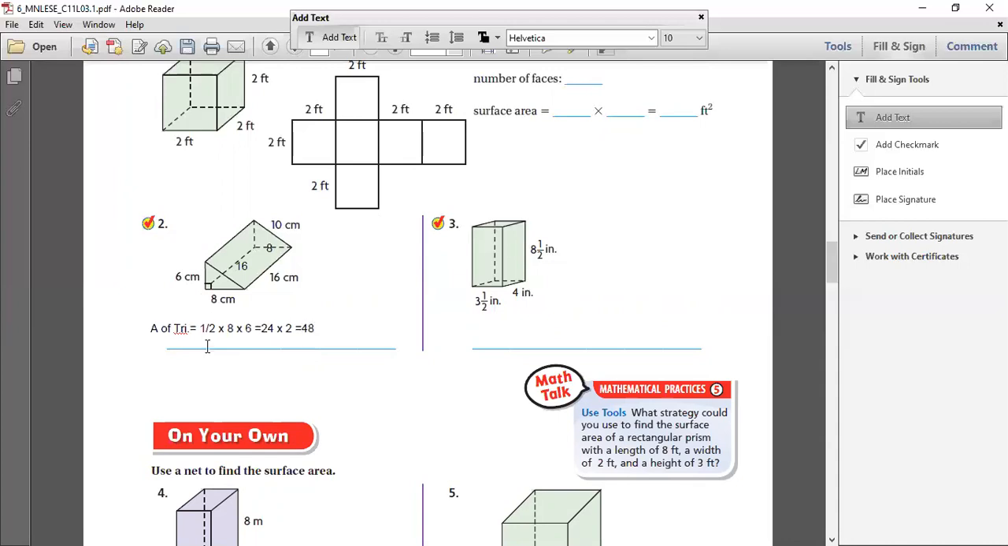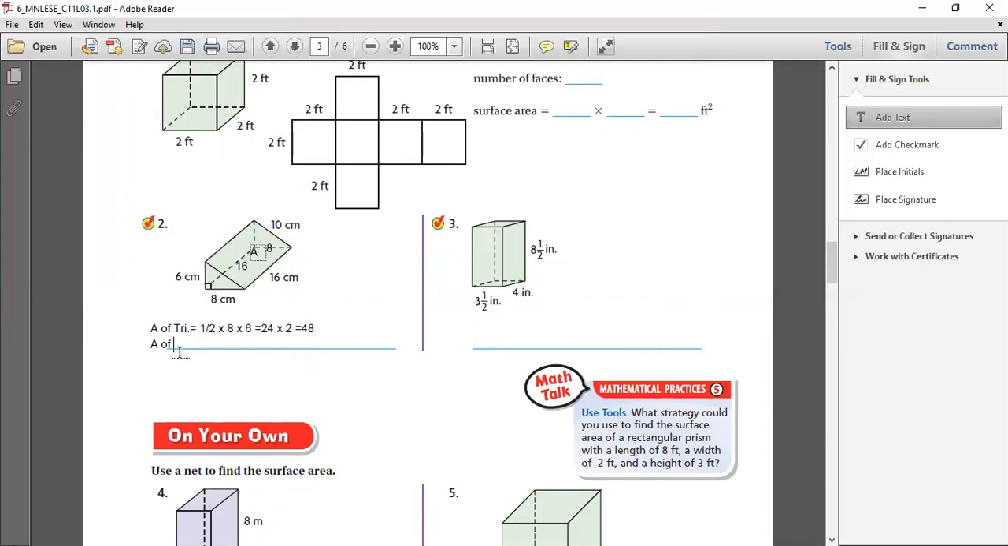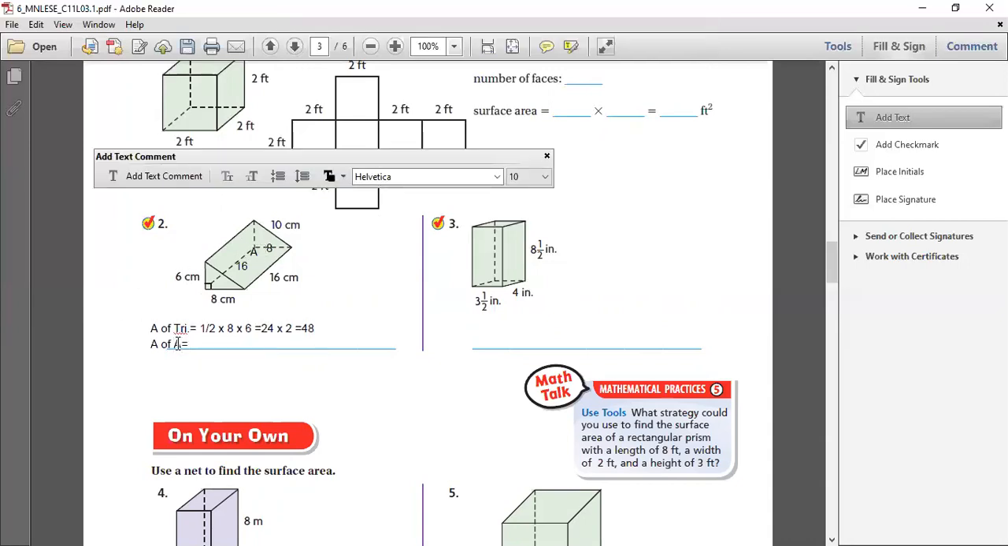Okay. Now let's move to the area of this rectangle. Let's name this rectangle as A. Okay, so area of A is going to be equal to 16 multiplied by 10, because length multiplied by the width, or 10 multiplied by 16, that's going to give you 160.